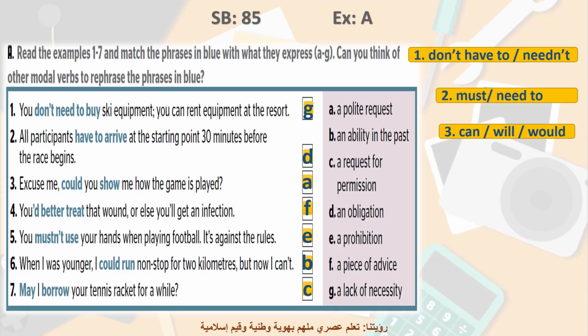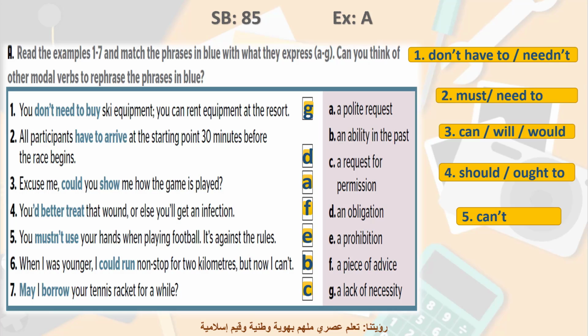Okay? What about number 4? You'd better treat that wound. It's a piece of advice, right? So what else can be used to give advice? Yes, should, or ought to. What about number 5? Mustn't use. Yes, you can't use. Okay, so here number 5 is a prohibition, and it means منع أو حظر.